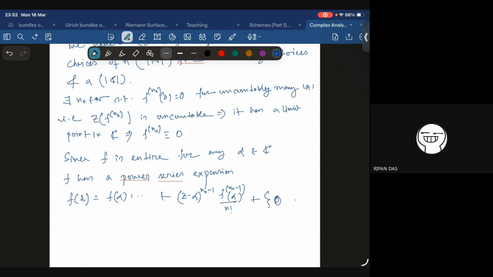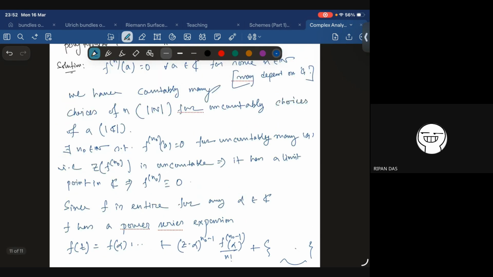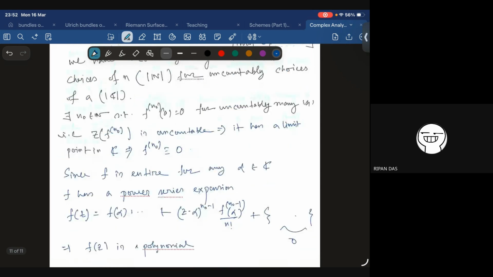Because all the other terms will be 0. Okay, so f is a polynomial. You see, this power series expansion has radius infinity because f is entire. Okay, so for every z this expansion works. So f is a polynomial.